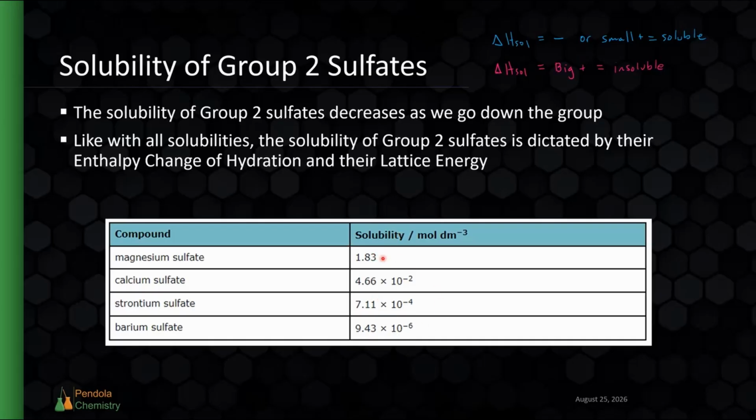And we can see that in the numbers. The solubility of magnesium sulfate is 1.83 moles per cubic decimeter. That means for every 1 liter of solution, 1.83 moles of magnesium sulfate dissolve.